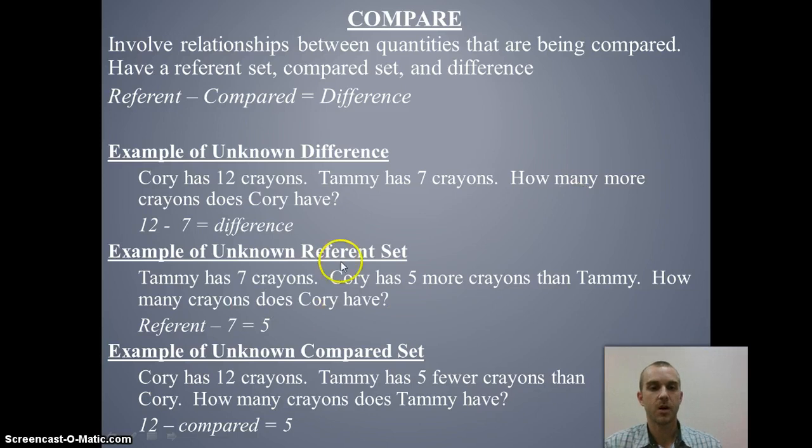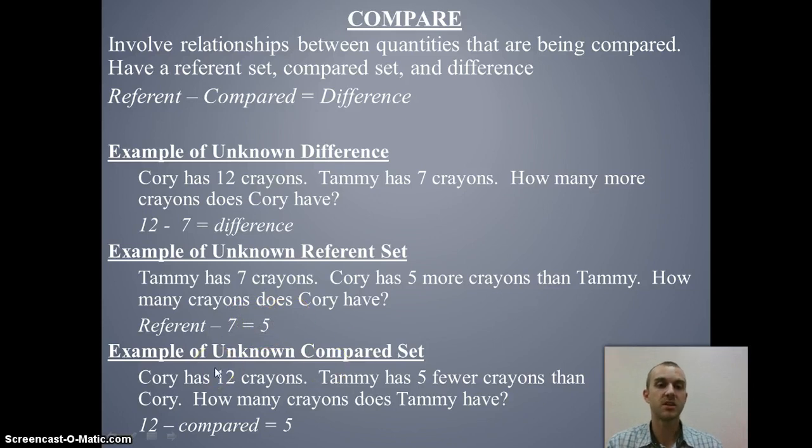Now maybe we don't know how many the referent is. In this case, Corey represents our referent. He's our starting place. But we know that Tammy had 7 crowns, Corey had 5 more. So there's that difference, the 5 more. And how many crowns does Corey have? And that can be a very big struggle for students, because we know we have our referent, we're going to get, it's minus that compared component, and then it's left with the difference, the 5 more.